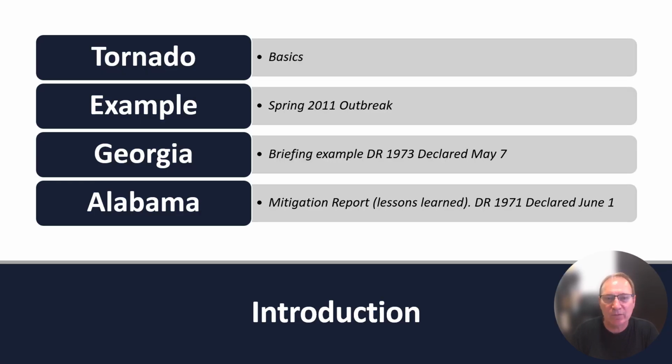So let's start out with an example, and this is one that I have a lot of personal experience with. We'll include the basics of what happened. The example will be the outbreak of the spring tornadoes in 2011. I'll include a briefing that I developed during a disaster in Georgia, and then we'll also look at a mitigation report.